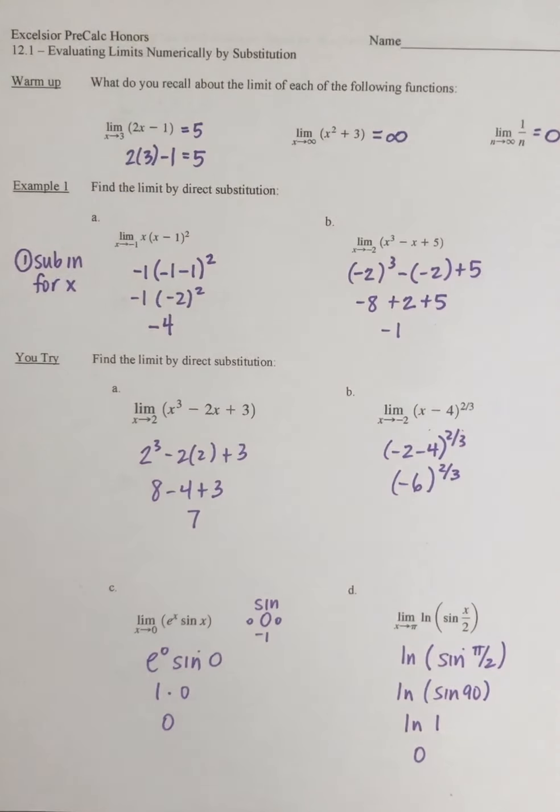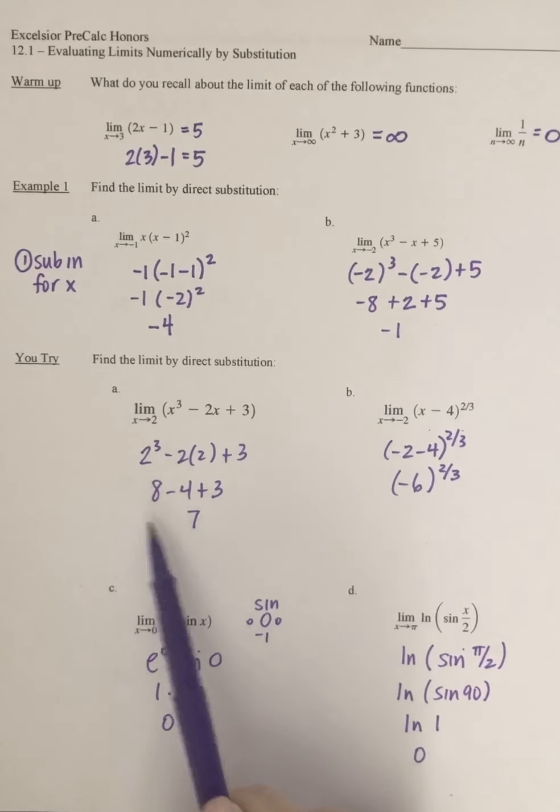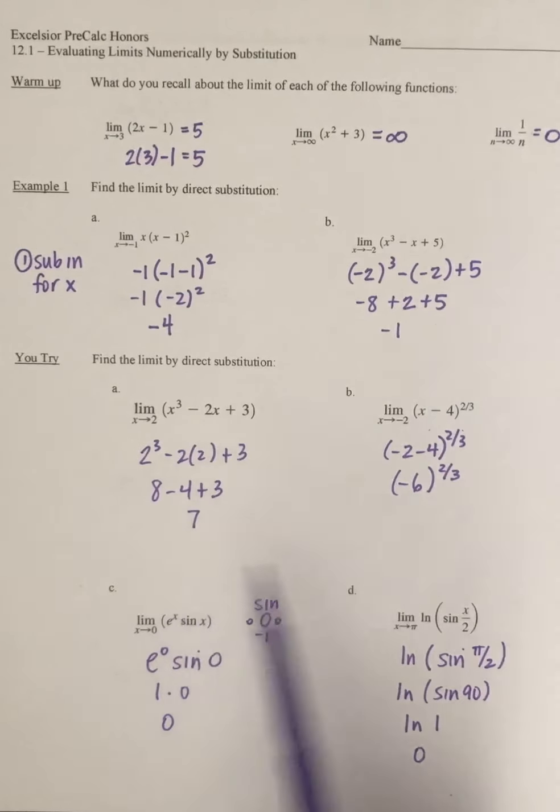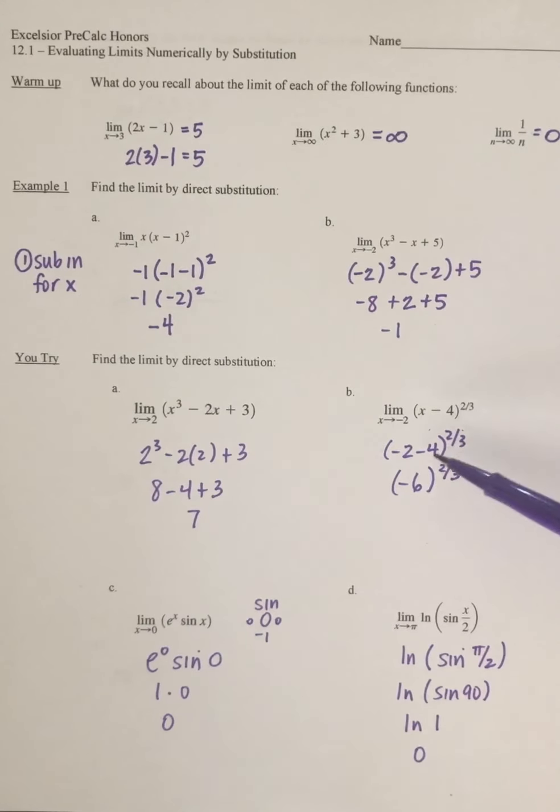Okay, so back to me. First one, real easy. Plug in that 2. You wind up with a 7. No problems there. Letter B, you sub in a negative 2.